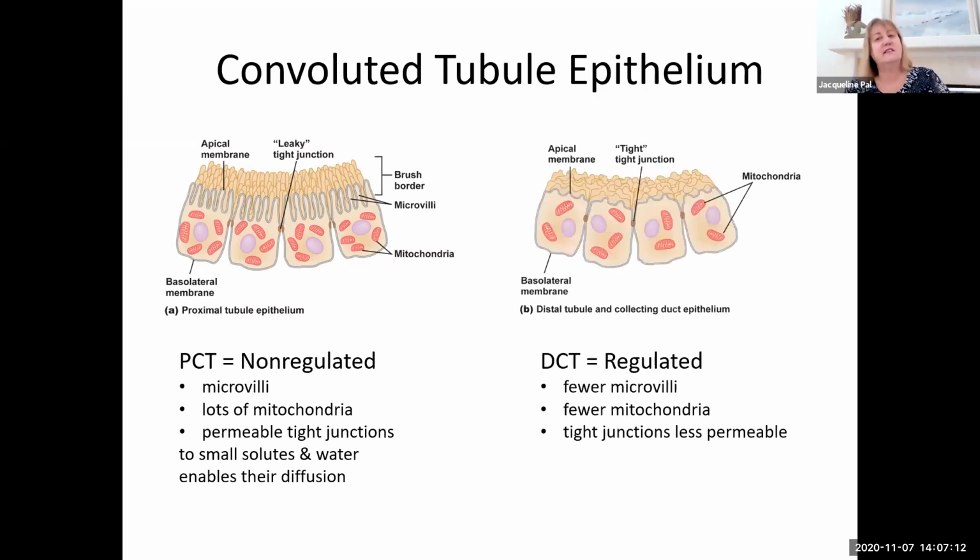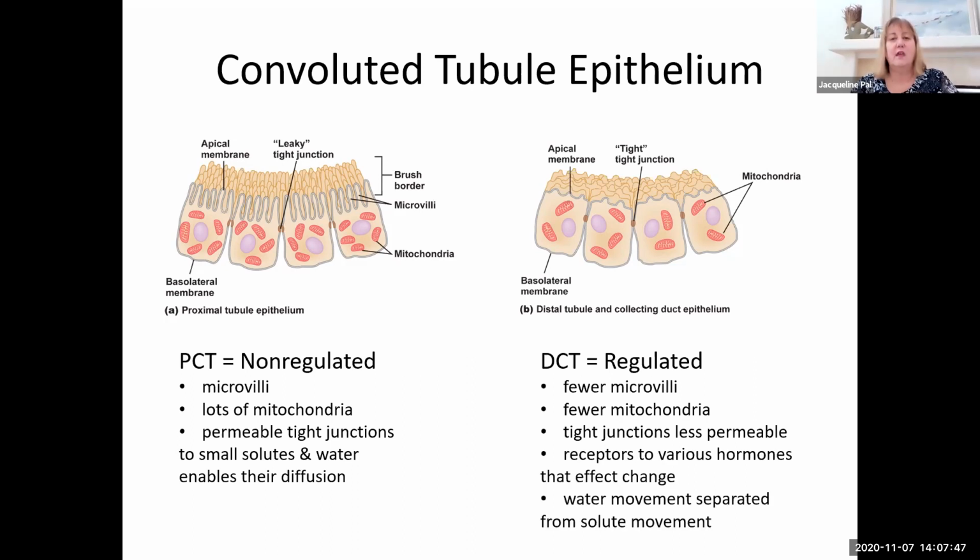In contrast to this, in the distal convoluted tubule, we don't have very many microvilli, and the microvilli that are there are very short. In other words, we're not really significantly increasing the surface area for absorption or for diffusion or for secretion. We're going to have to use different mechanisms there. And as you notice, we do have mitochondria, but there's significantly less of them in the distal convoluted tubule. And the tight junctions here, they're actually tight. Water can't get between the cells. It would have to go into the cells.